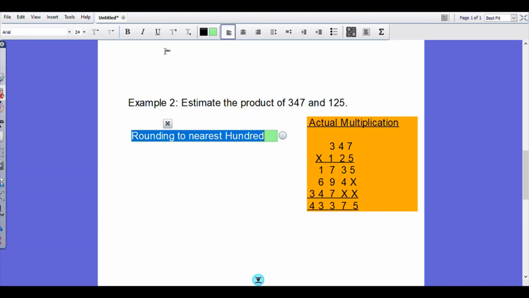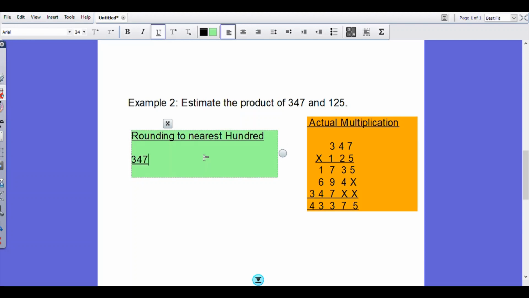Okay, students. So the actual multiplication of 347 and 125 is 43,375. Now 347, so rounding to the nearest 100. What is the rounding of this 347? Yes, good, 300. What about 125? Yes, 100. Good.